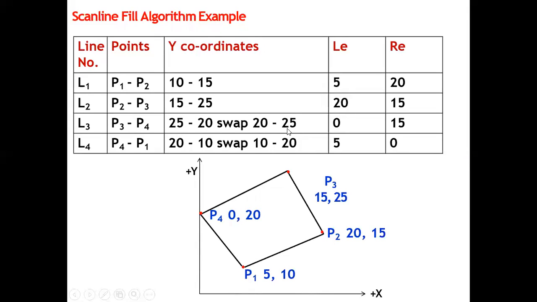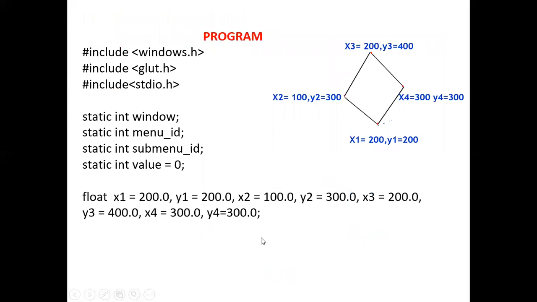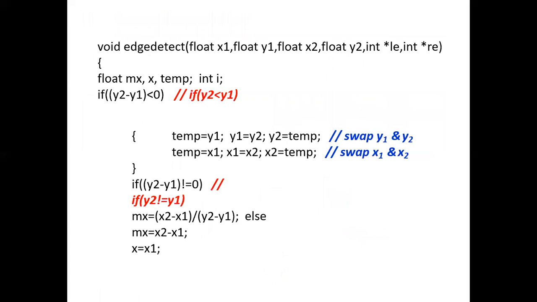So if y2 is less than y1, I have to swap the y values. If I swap the y values, the corresponding x values will also change. If 10 goes here, 20 comes here, and the corresponding 5 also should go. So 5 comma 10, 12 comma 20, it should become. That is why I'm swapping the y values. Similarly, I'm swapping the x values, because I have to swap the entire point if y2 is less than y1.